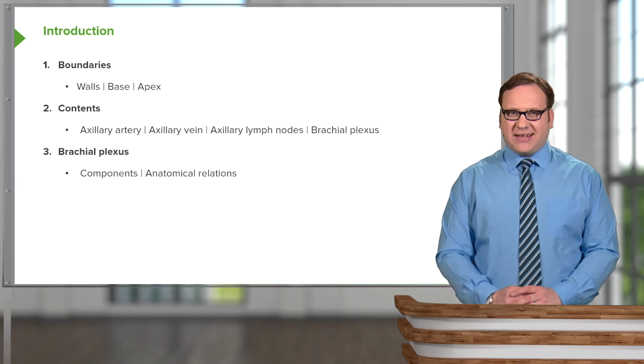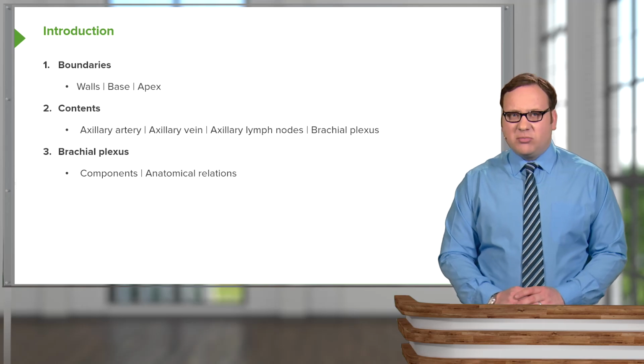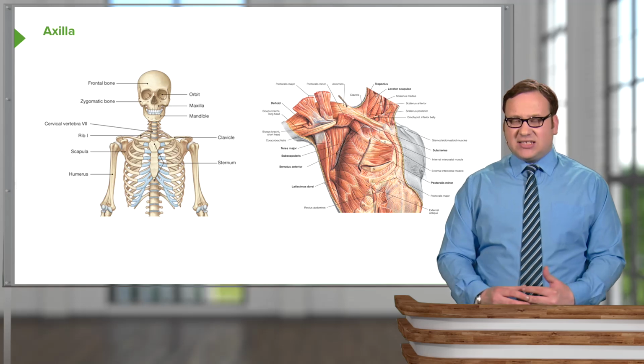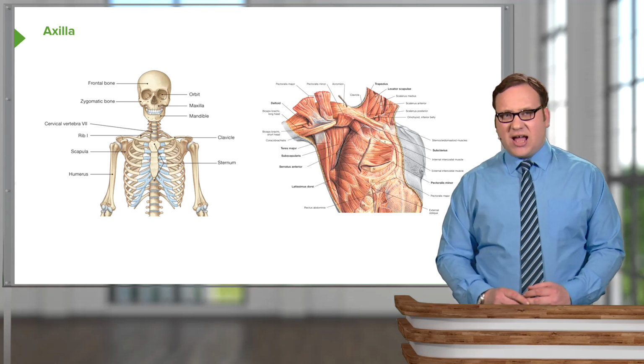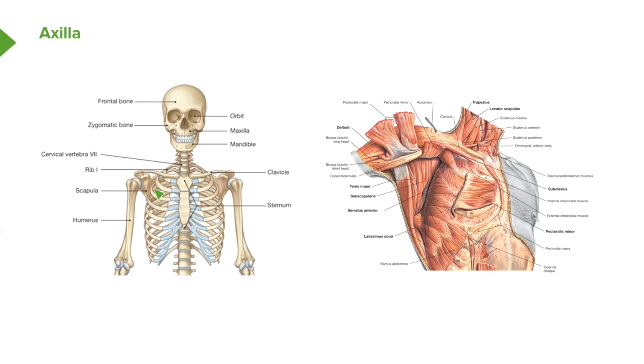We'll then look at the brachial plexus itself, we'll look at the various parts, its components, and we'll look at the anatomical relations. So the axilla is a space that's located between the humerus and the chest wall. So here we can see the humerus, and we can see in this space here, between the humerus laterally and the chest wall medially, we find the axilla. It's a pyramidal space, and most of its boundaries are formed by muscles.